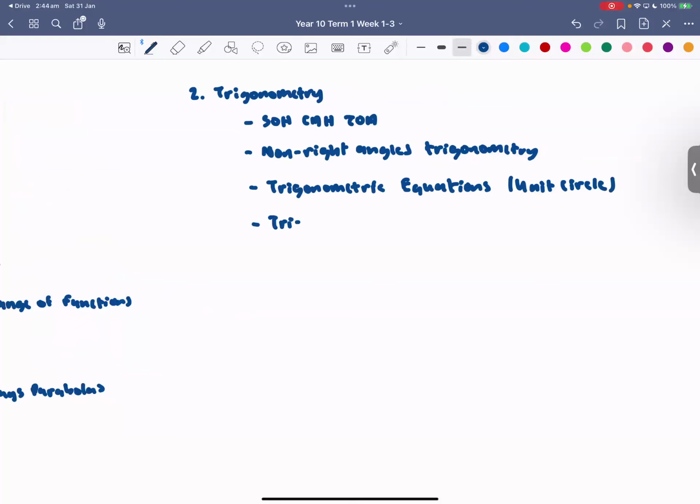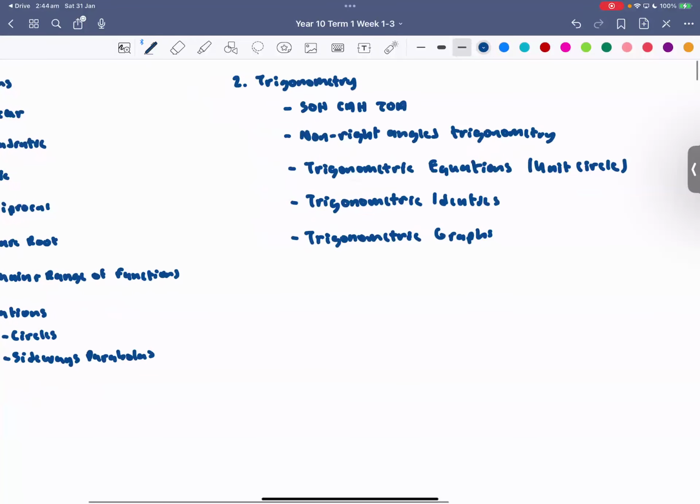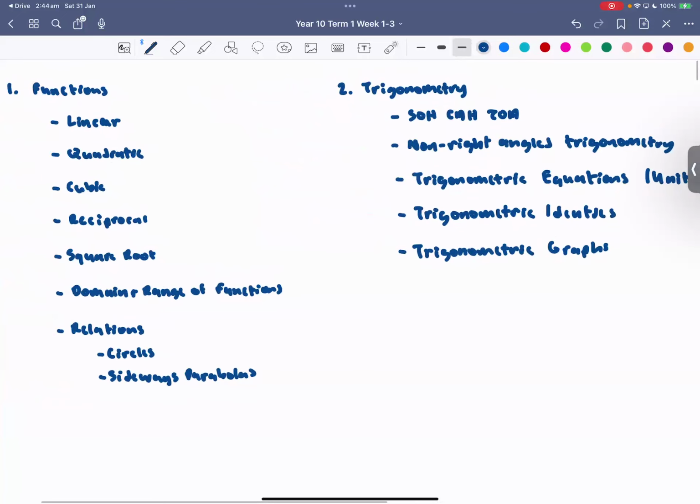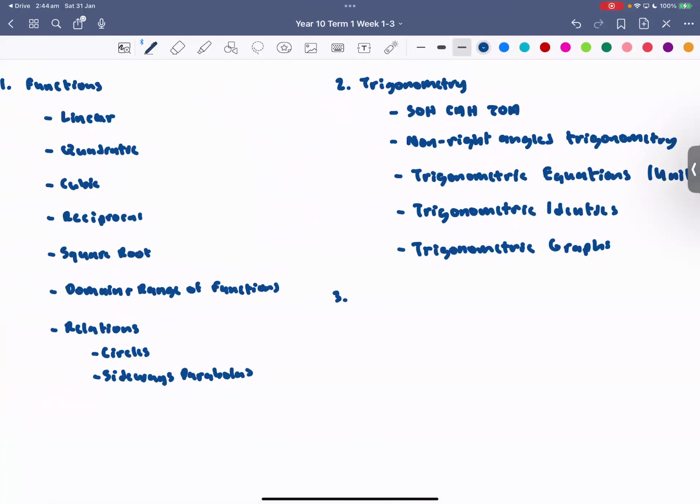We do trigonometric identities. We do trigonometric graphs. That is also part of the trigonometry topic, trigonometric graphs. All right. Third topic is called probability and counting techniques.